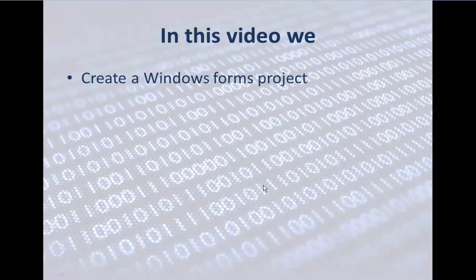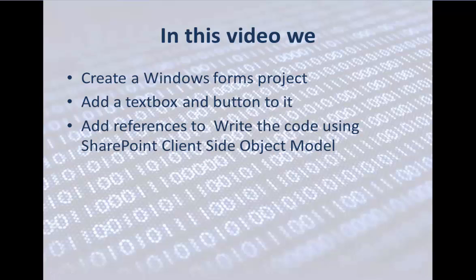Let's get to work. We start by creating a Windows Forms project, then we add a text box and a button to it, and we add references so that we can write the code using the SharePoint client-side object model, and then we run and test the project.